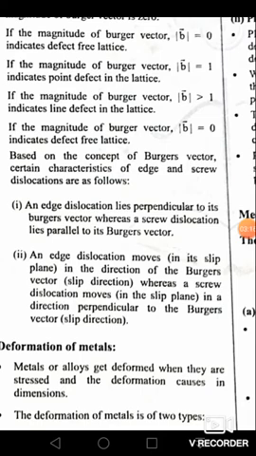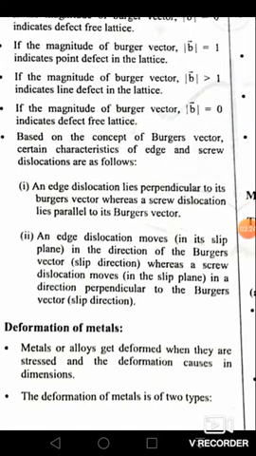The Burgers vector and slip direction are both the same, whereas the screw dislocation moves in the slip plane in a direction perpendicular to the Burgers vector. So, that is what we can infer from this.